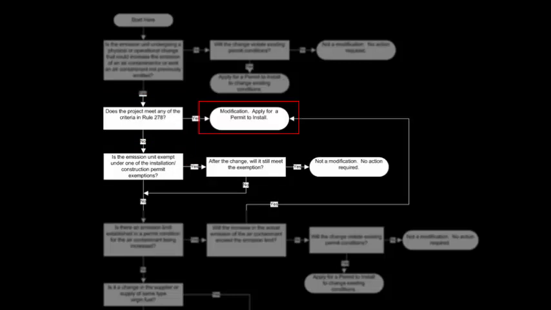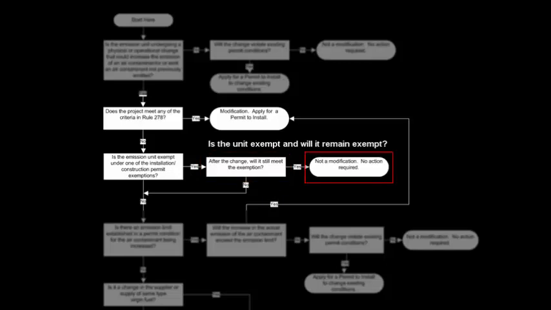If the emissions are considered significant, it is considered a modification and you will have to apply for a permit to install. If the change in emissions is not significant, well then you take a look at the emission unit or the process to see if it's considered exempt. And if the emission unit is exempt under one of the installation construction permit exemptions which you talked about earlier, and if it's still exempt after the proposed change, then the modification does not need a permit to install.